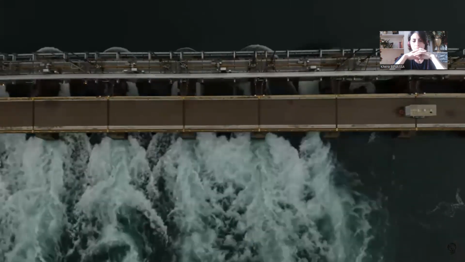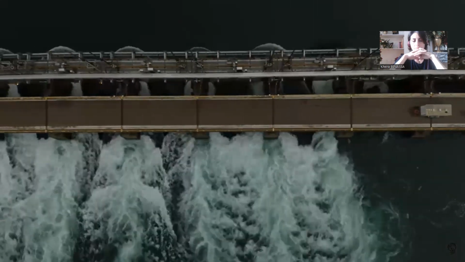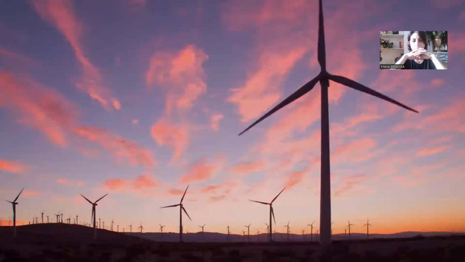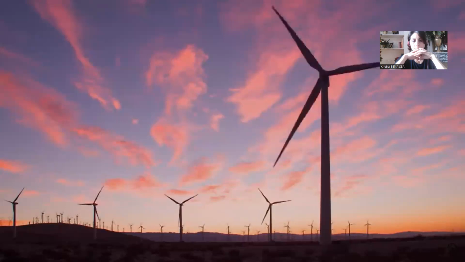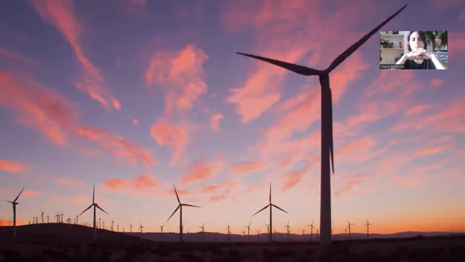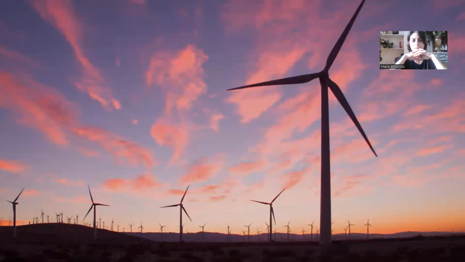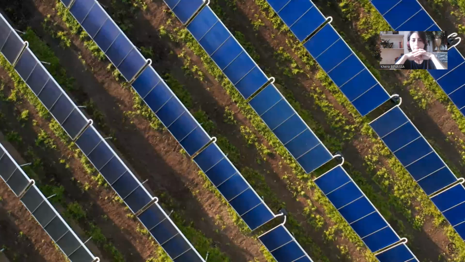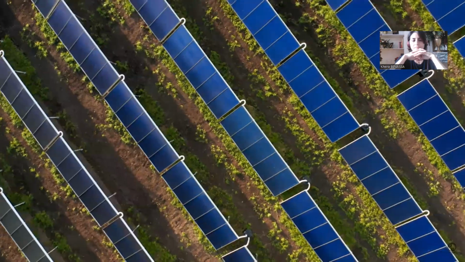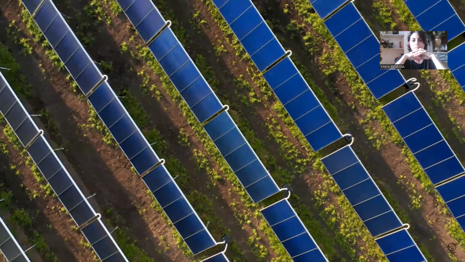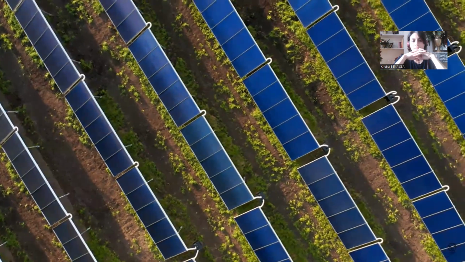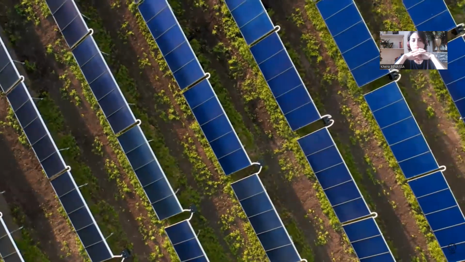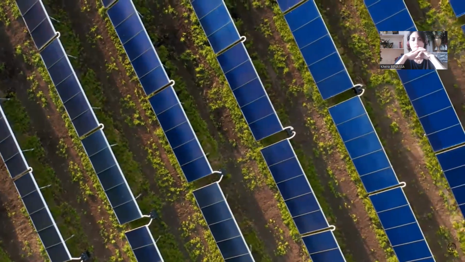Burning fossil fuels releases large amounts of greenhouse gases, such as carbon dioxide, into the atmosphere, which contributes to climate change. Fossil fuel extraction and transportation can also have detrimental effects on the environment, such as oil spills and damage to natural habitats. What is renewable energy? Renewable energy is energy that is generated from natural sources that are replenished over time, such as sunlight, wind, and water. Unlike fossil fuels, renewable energy sources are sustainable and do not contribute to climate change.